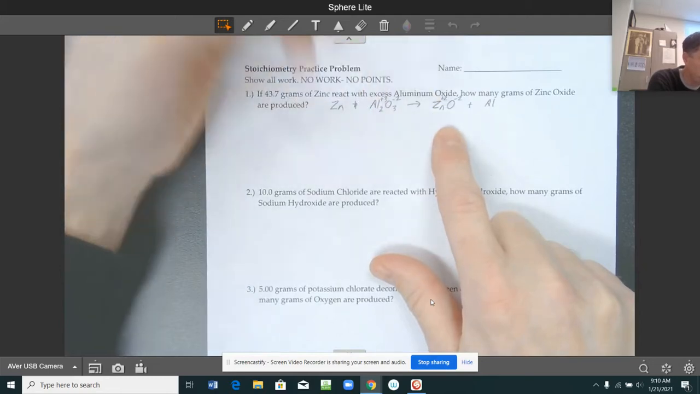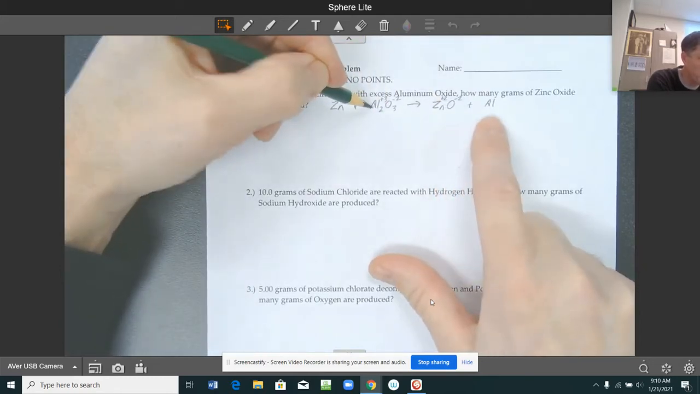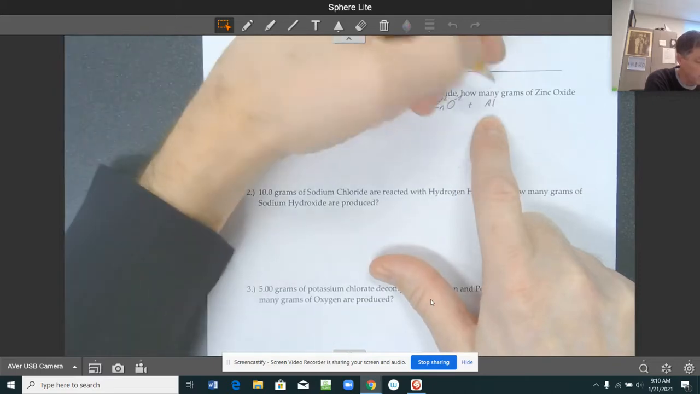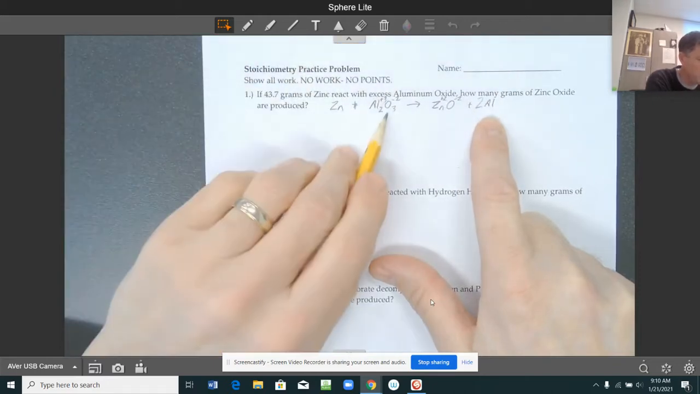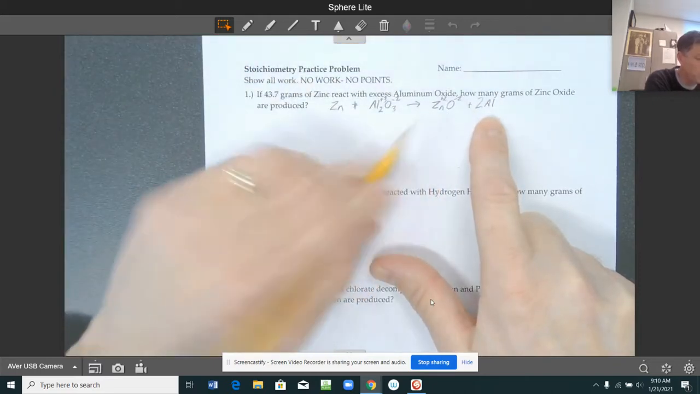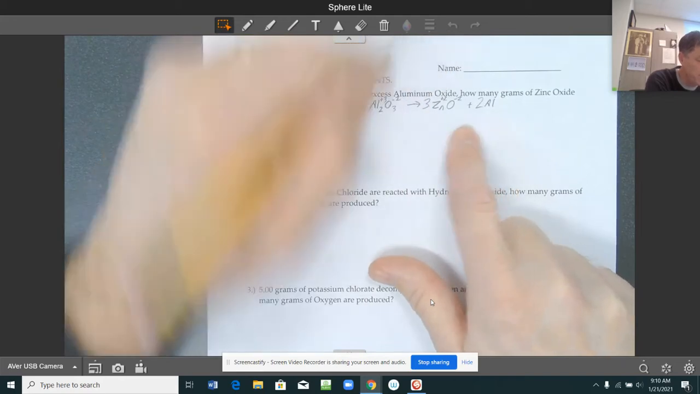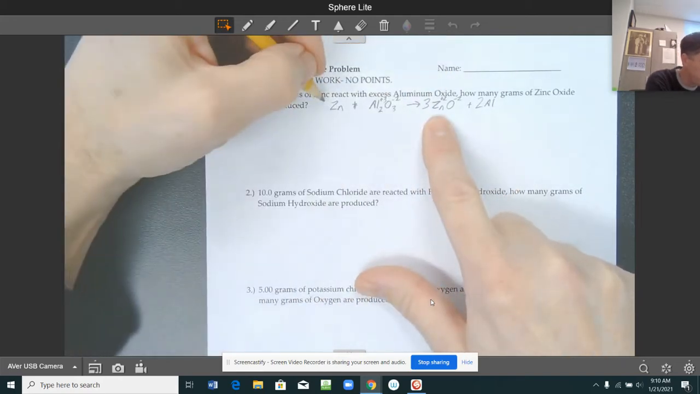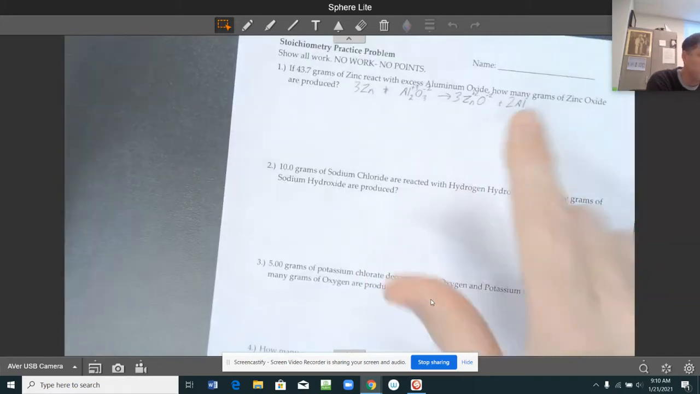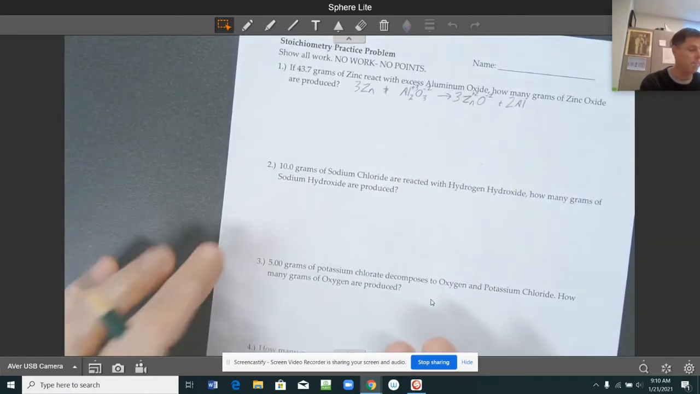Well, 1 Zn, great. 2 Als, 1 Al. I'm going to use a pencil in case I need to erase. 2 Als. Now I've got 3 O's, 1 O. If 3 go in, 3 have to come out. Now I've got 3 Zns coming out, 3 going in. Okay, that's review. You've been able to do that, not a problem.